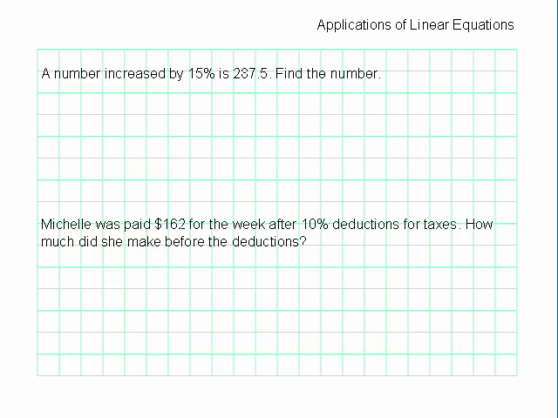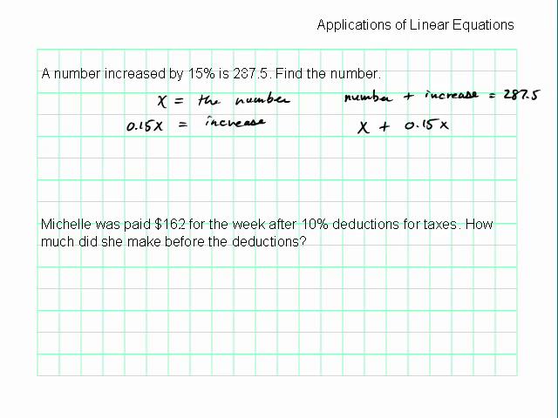A number increased by 15% is 287.5. Find the number. So let's let x equal the number. So what's the increase? We're increasing the number by 15%, so that means we're taking it and multiplying it by 0.15. That's the 15% increase. So the equation is, we take the number plus the increase, and we get the 287.5. The number was x. The 15% increase is 0.15x. Don't forget the x here.